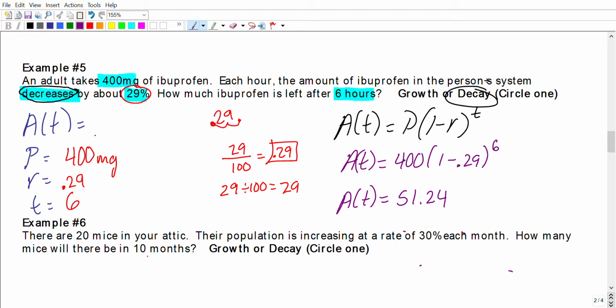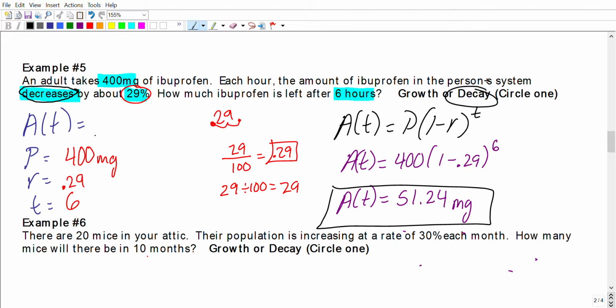51.24, and then what are we talking about here? We're talking about milligrams. So no longer money, but we are talking about milligrams. Okay, so that is my ending value. After decreasing for about 6 hours, my ending value, or the amount left in that person's system, would be 51.24 milligrams of ibuprofen. Okay.